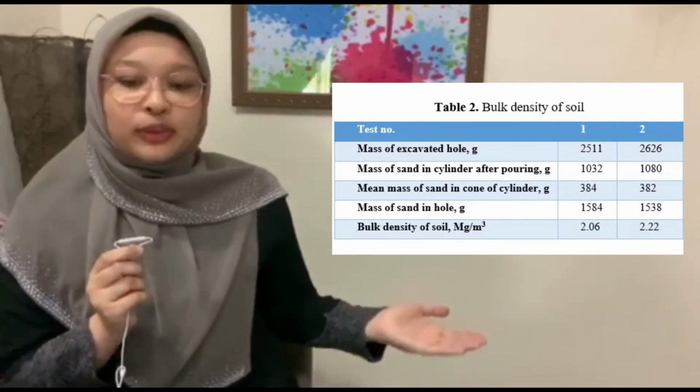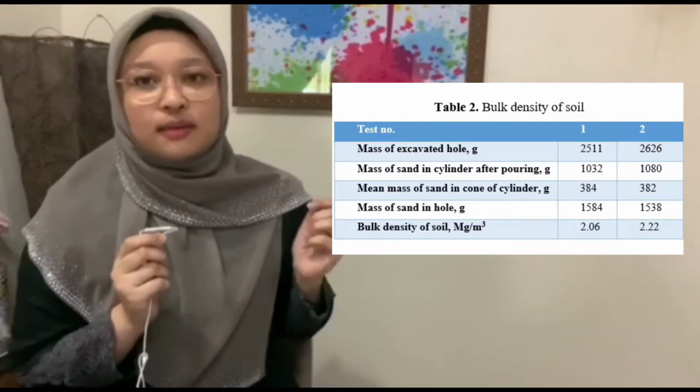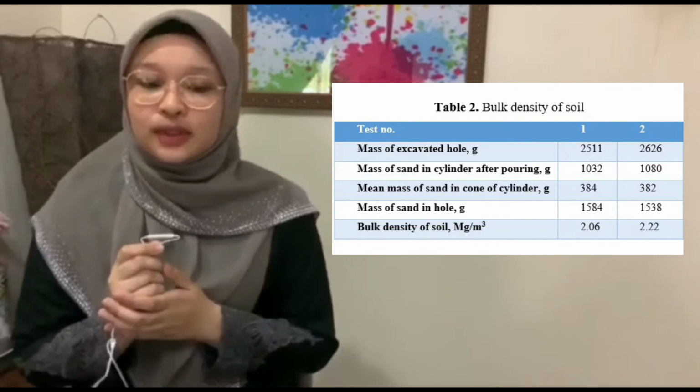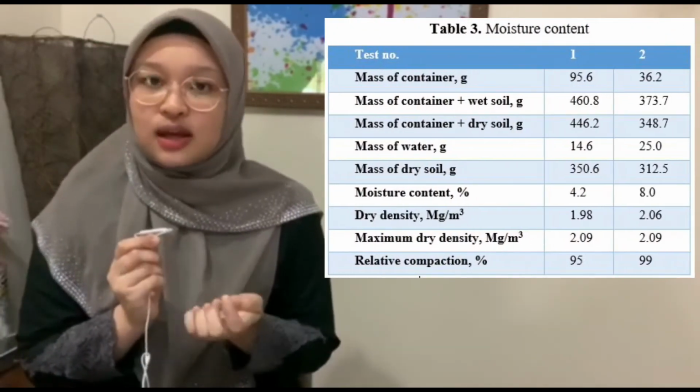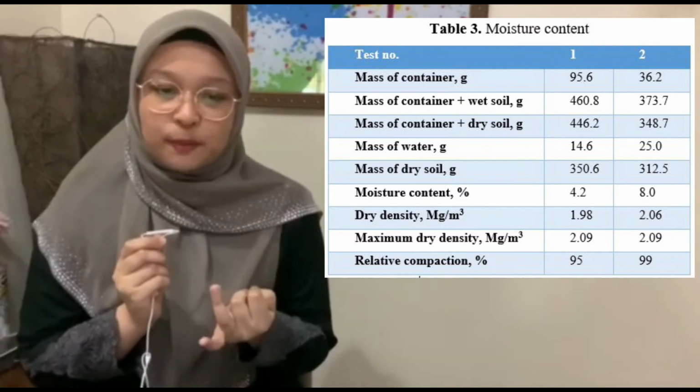Now, I'm going to explain the result and discussion for the field density test. All the results are taken from a past project that has run the FDT test. So here we can see the result obtained to calculate the bulk density of soil. Now, the gathered result to calculate moisture content, dry density, and relative compaction of the soil. Now, for the discussion part.